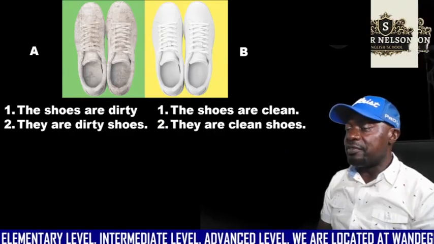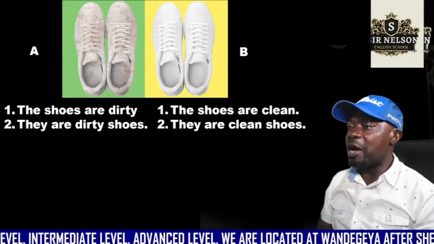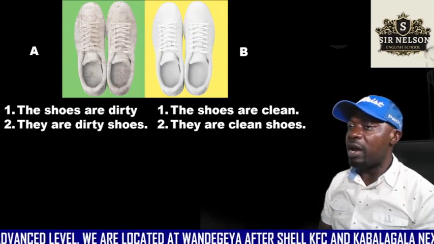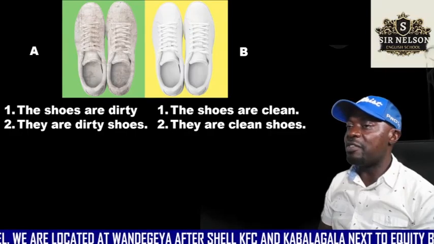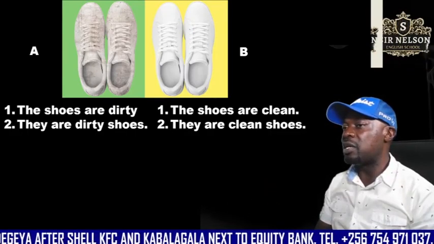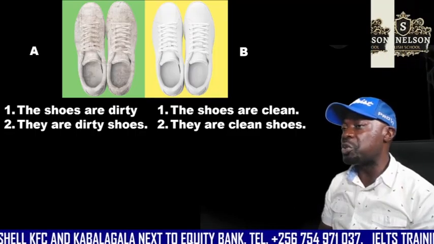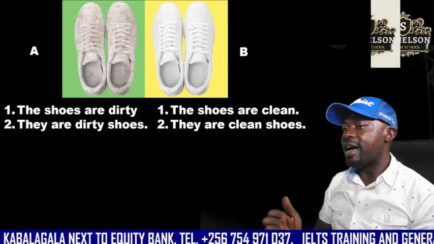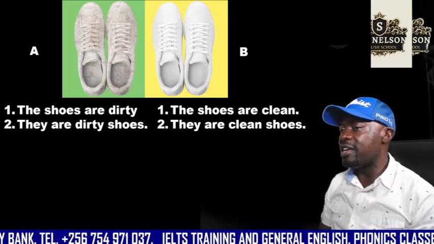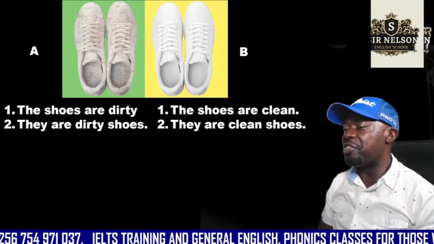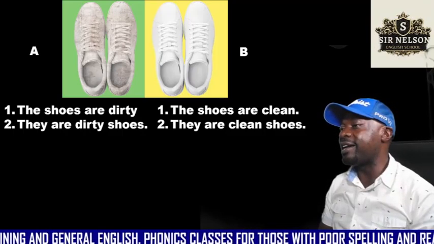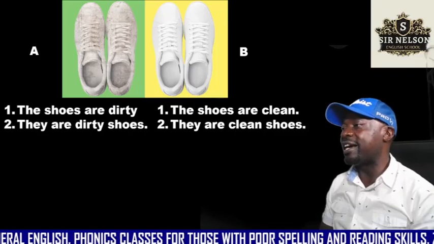The adjective can come before the noun or after the noun. For example, number 1, the shoes are dirty. Dirty comes after the noun. The noun is shoes. Number 2, they are dirty shoes. If we put it in a sentence, you begin with the pronoun. They are dirty shoes. B, the shoes are clean. Number 2, they are clean shoes.